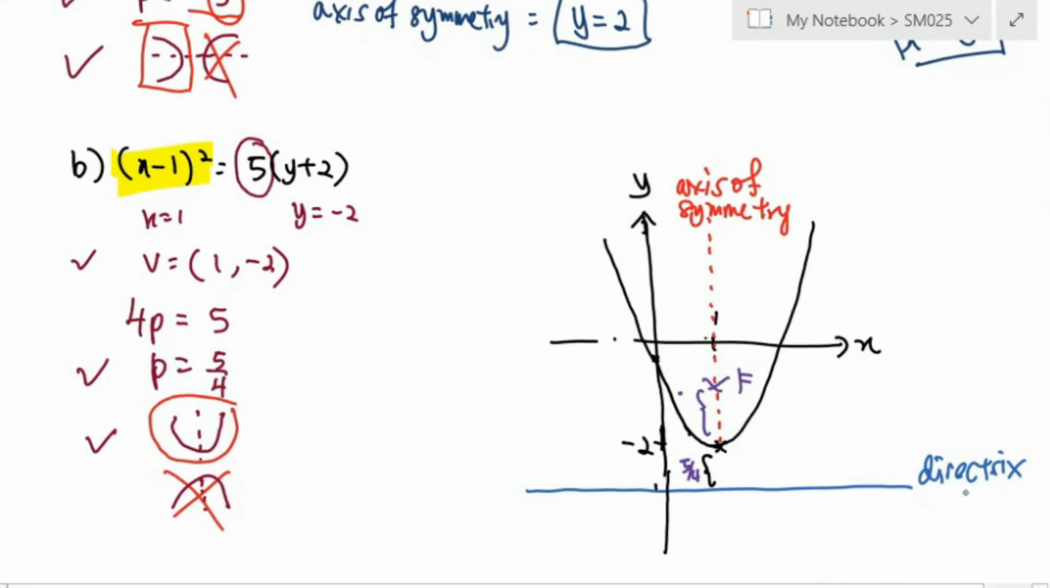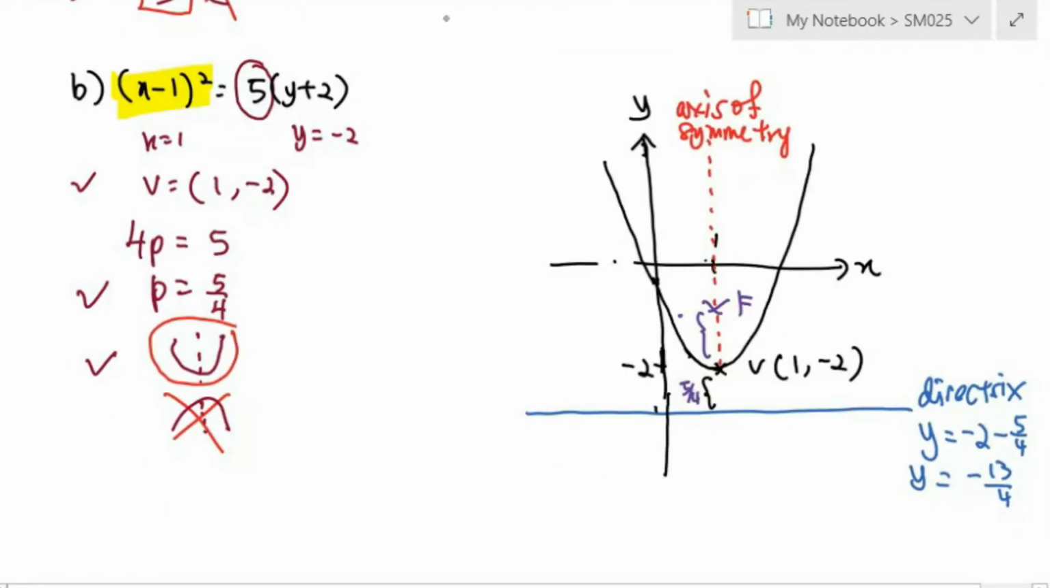This is your horizontal line. So y equals something. So what's your vertex? Your vertex is (1, negative 2). So when we do the directrix, the y coordinate has to go down. So negative 2 minus another 5/4. So y equals negative 13/4. Axis of symmetry, a straight line, x equals 1.